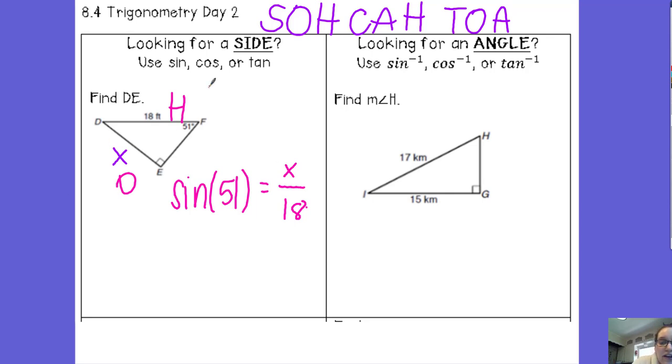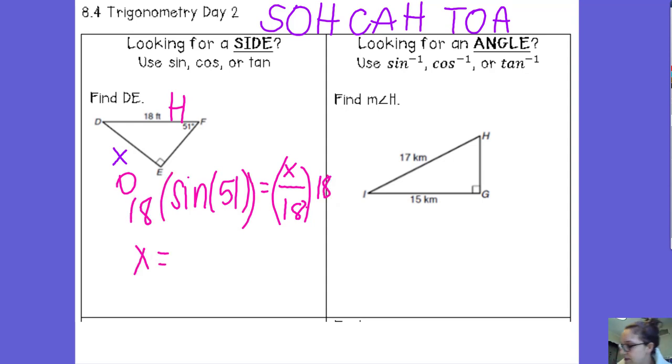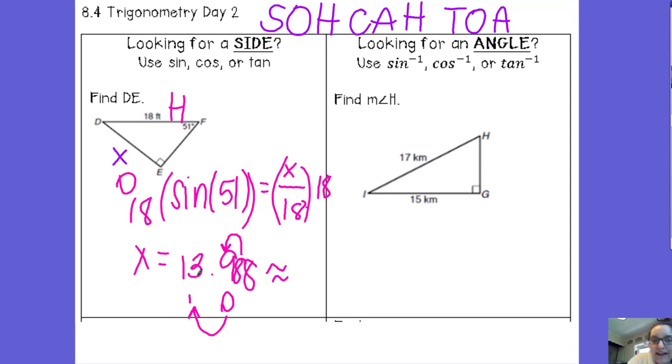Opposite over hypotenuse. So I have the 18 in my denominator. I'm going to multiply both sides by 18. 18 times sine of 51, making sure that my calculator is in degree mode. That's 13.988. If I want to round that to the nearest tenth, the 8 bumps this 9 up to a 10, and then carry the 1 over, so that rounds up to 14.0. So x equals 14.0.